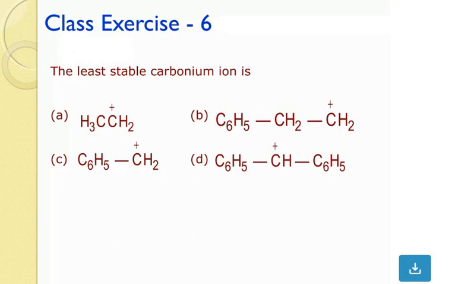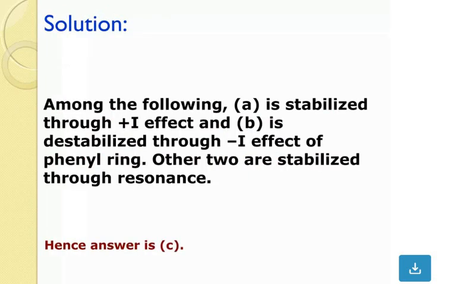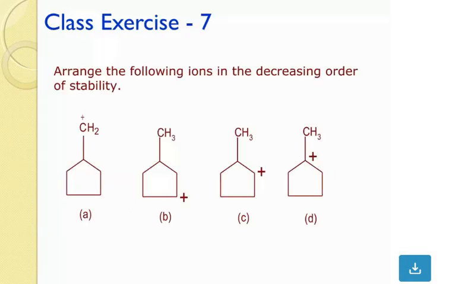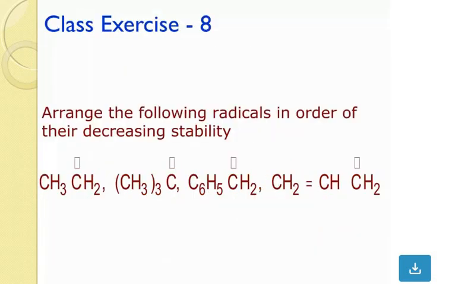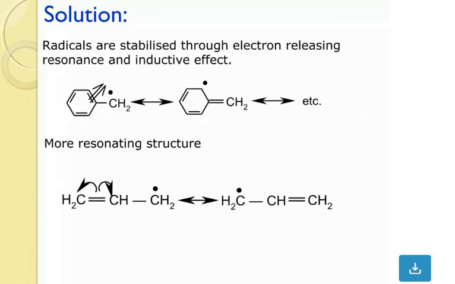The least stable carbonium ion is? Solution. Arrange the following ions in decreasing order of stability. This is the solution. Arrange the following radicals in order of their decreasing stability. This is the solution.